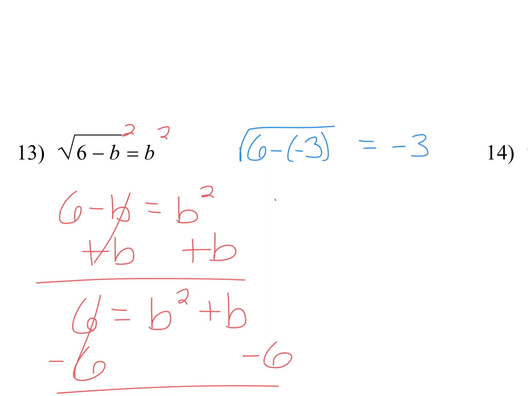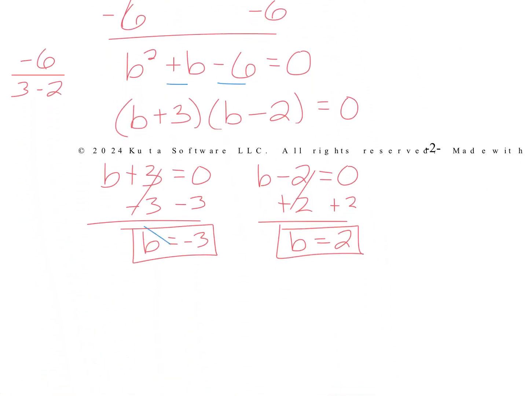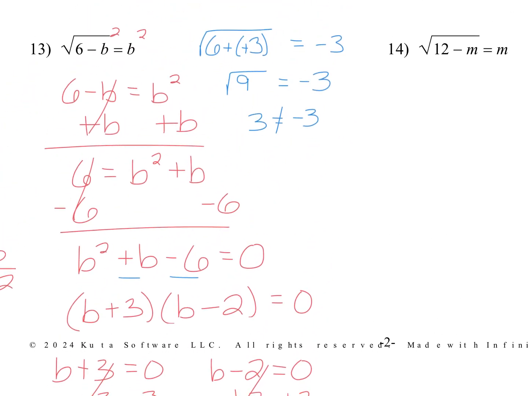Okay, what am I going to get in that square root? What happens to two negatives? Make a positive, so 6 plus 3, 9, equals -3. What's the square root of 9? 3. Is that a true statement? Does 3 equal -3? No. So -3 is an extraneous solution. Since we plugged it in, it didn't work out.